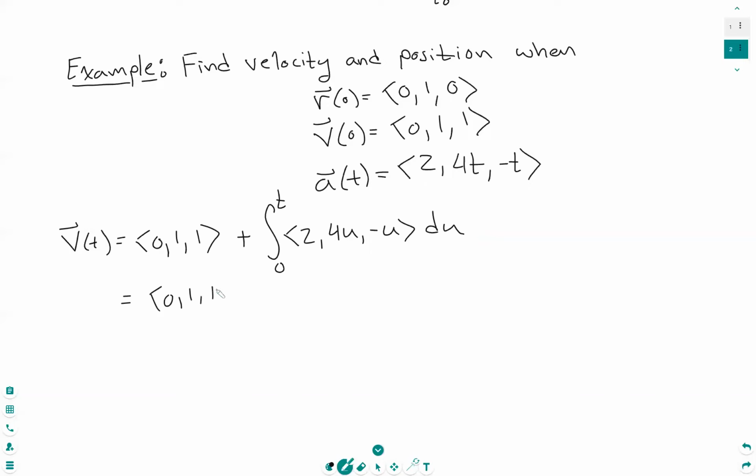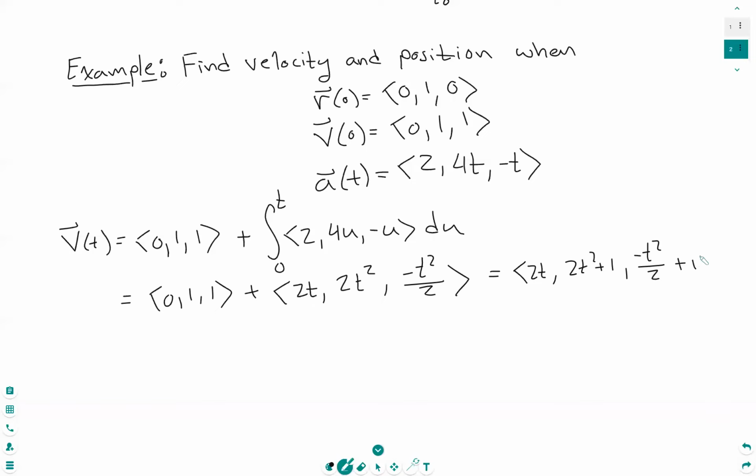So 0, 1, 1 plus, so we integrate, so we get a 2t, and this is after we plug in our bounds as well, and then we get a 2t squared and a negative t squared over 2. So we end up with 2t, 2t squared plus 1, and a negative t squared over 2 plus 1.